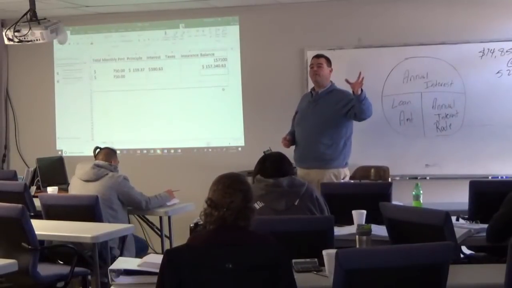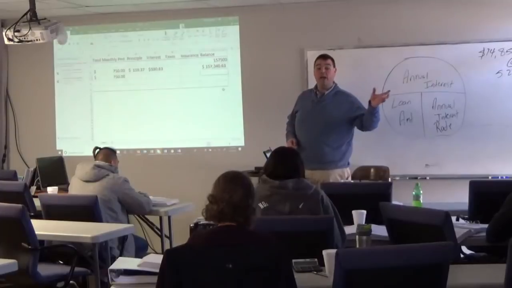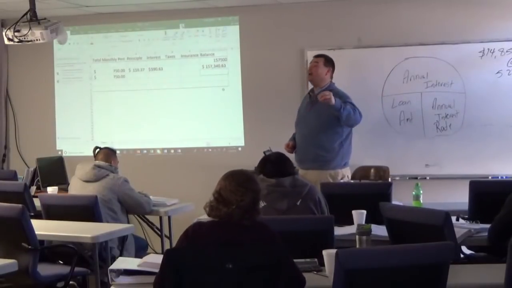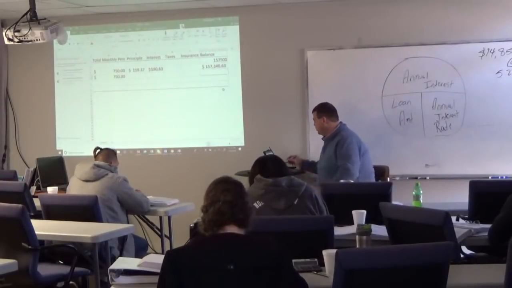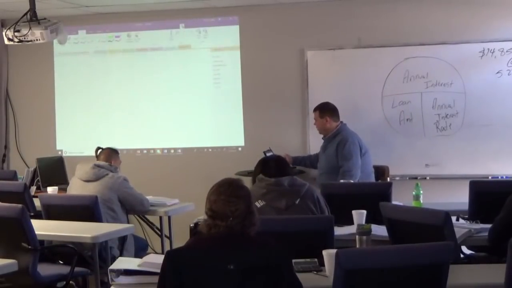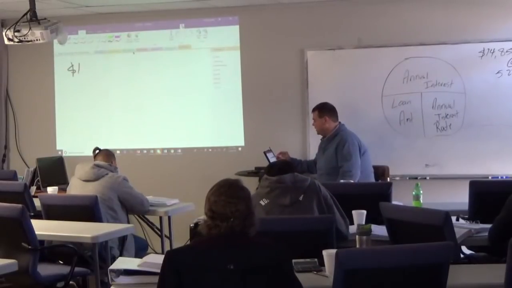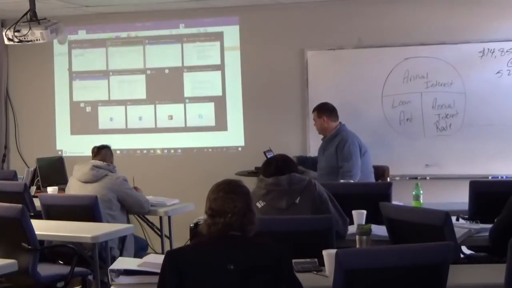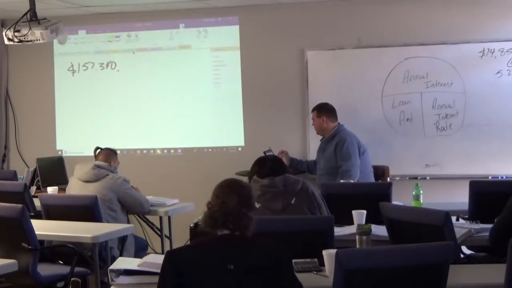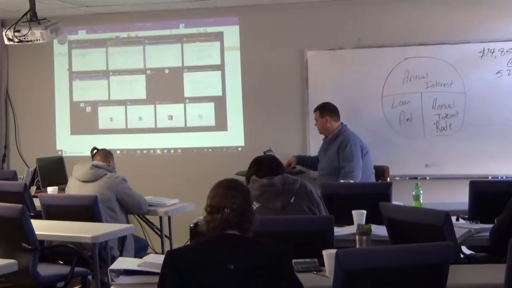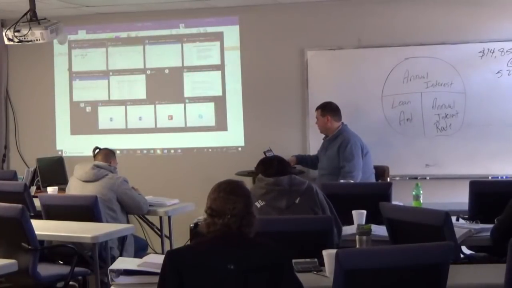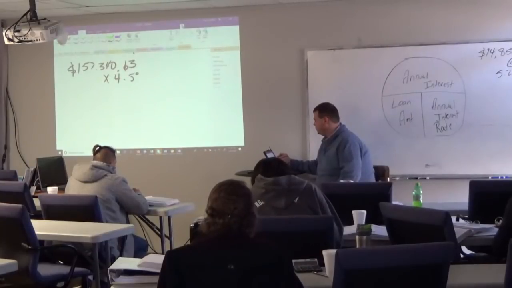157,340. What's the first thing we have to calculate? What do we pay first? We pay the interest, so we've got to calculate the interest first, right? So, to calculate the interest, we're going to do 157,340, because that's the amount we owe now, right? And how much was it? 63 cents? And what's our interest rate? 4.5%.